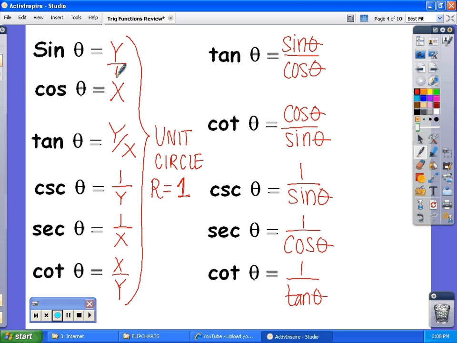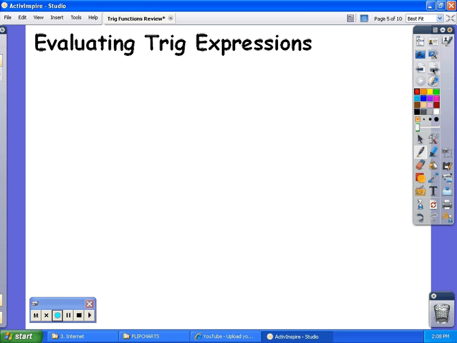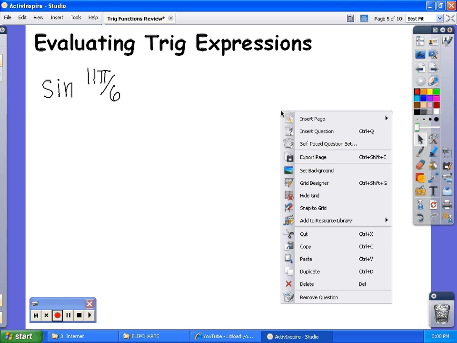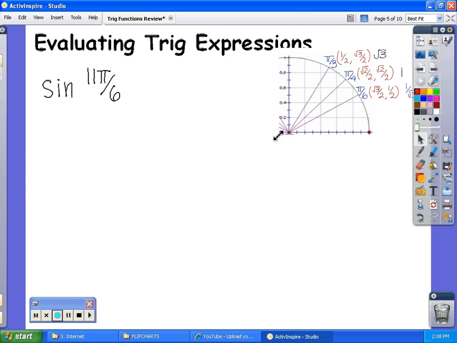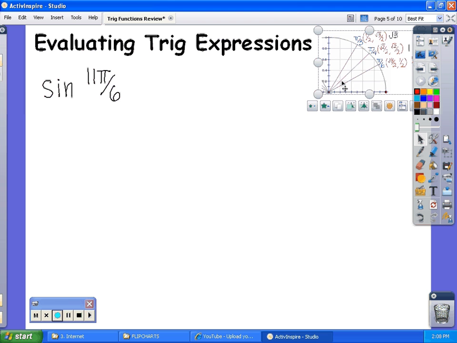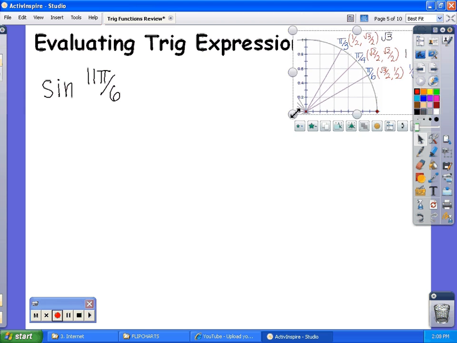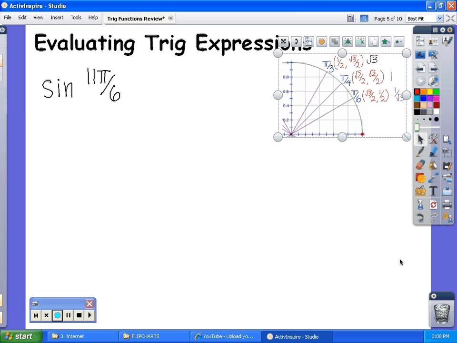Evaluating trig expressions. So here is where we would do problems such as the sine of 11 pi over 6. Okay? The sine of 11 pi over 6. First of all, let's pretend that you have already gone through and memorized the first quadrant of the unit circle. So I'm going to shrink this down, keep it in the left for us. Hopefully you can see it better than maybe I can. All right, so we have that with us. How do we go through evaluating a trig expression? Here's your first step. You draw your quadrants.